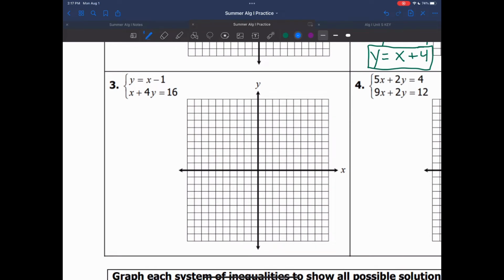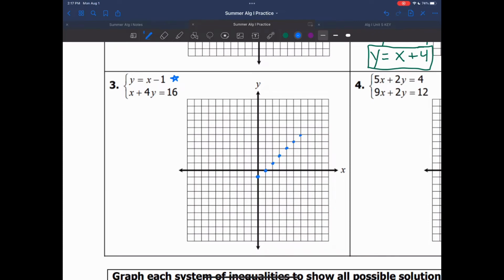Let's go ahead and graph the top one. Now this one is in slope-intercept form, so that's pretty easy. Let's start at our negative 1 y-intercept. So down 1, I make a point. And then we have a slope of 1. So we're going to go up 1, right 1, make a point. Up 1, right 1, just like the one we just did.